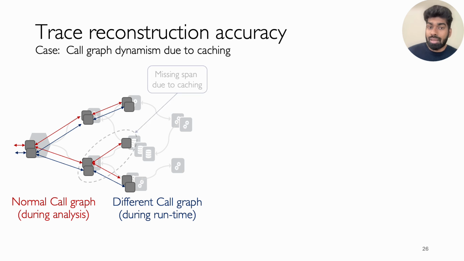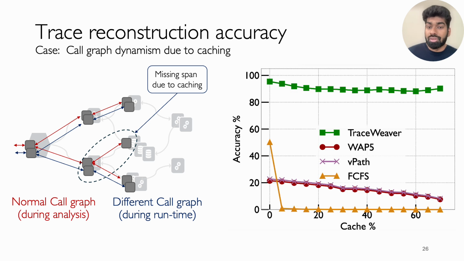Here we illustrate an example where dynamism occurs due to caching. As you can see, there's a missing span during runtime because the response was cached, leading to the service not making that backend call. To handle such cases, we add fuzziness to our algorithm, which effectively tries to respect the call graph as much as possible, but allows for such discrepancies. The details are in the paper, but the plot on the right shows that TraceWeaver still gets pretty high accuracy.